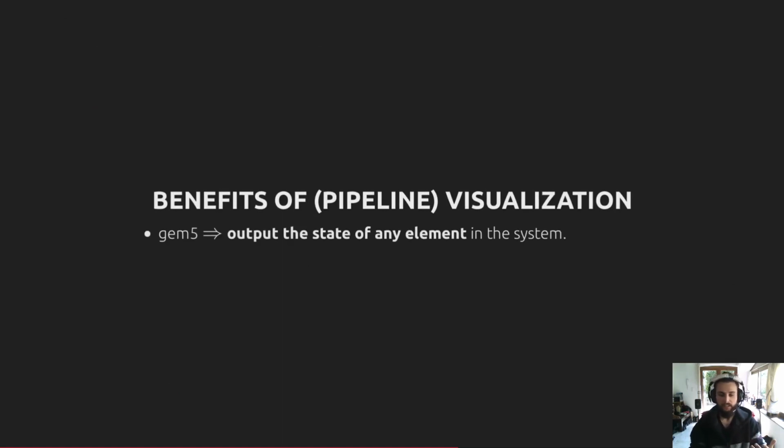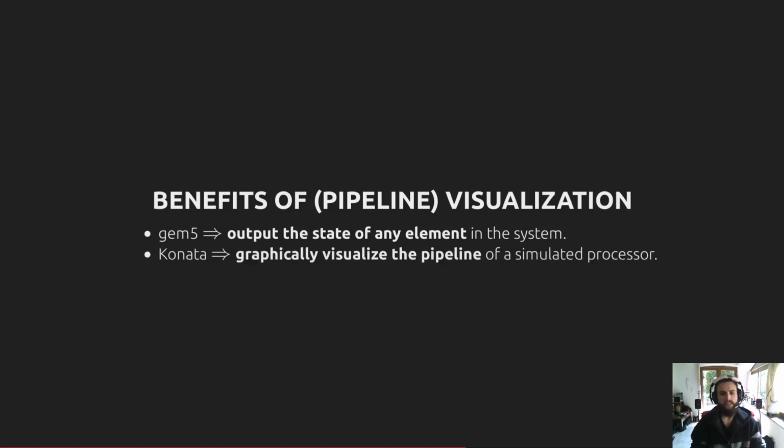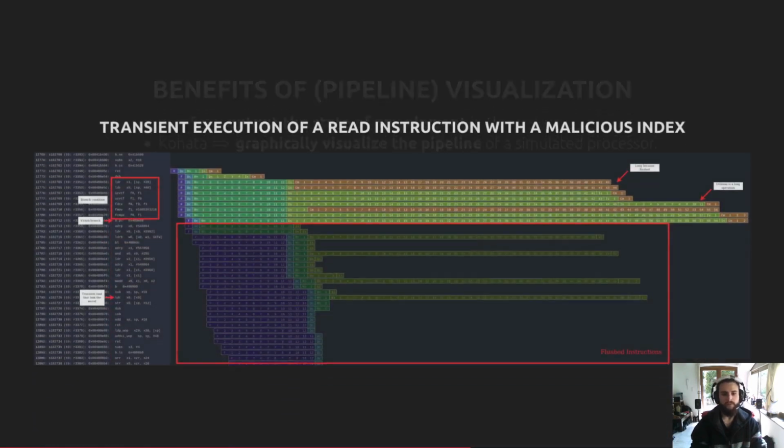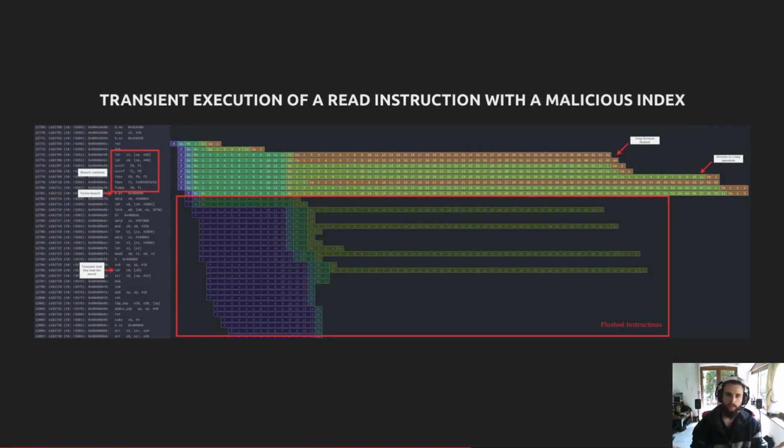So let's talk about the main techniques that we want to present here, which is the benefits of pipeline visualization. Gem5 has control of any element in the system, so it can output the state of all the elements that we request. And there is also Konata, which is a pipeline viewer that allows us to graphically visualize the pipeline of a simulated processor.